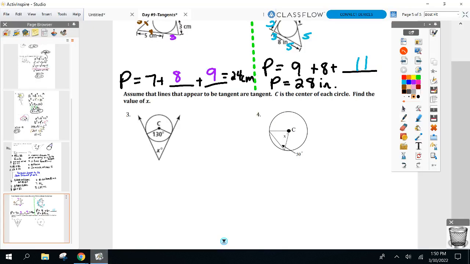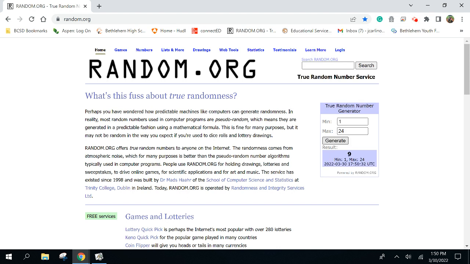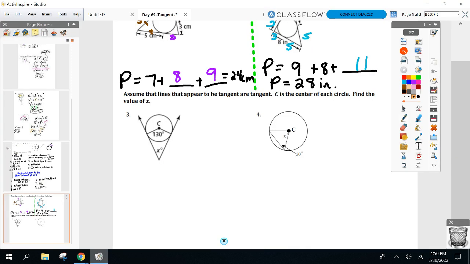Did you do number 3? Sorry, for number 3. What did you add to your diagram here? Because you need to add something to be able to do it. What do you add to your diagram? Yep, 2 right angles, right? Here and here, because a radius drawn to a point of tangency is perpendicular. And then hopefully you notice you have 4 sides. How many degrees in every quadrilateral?